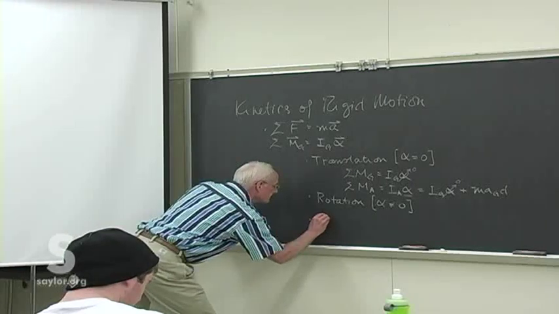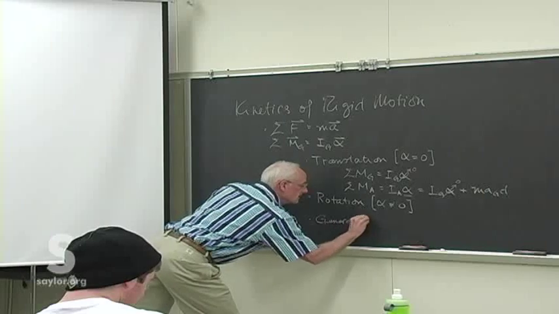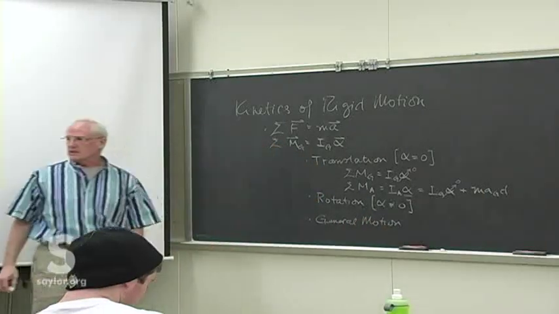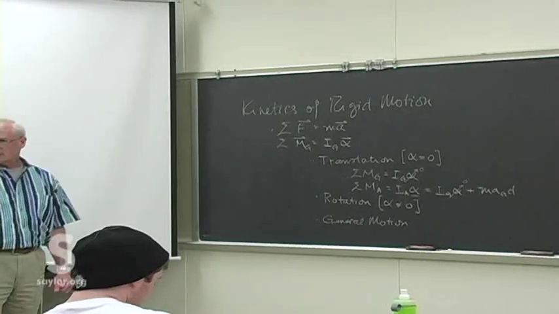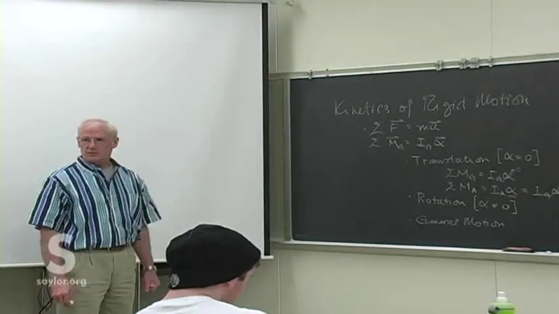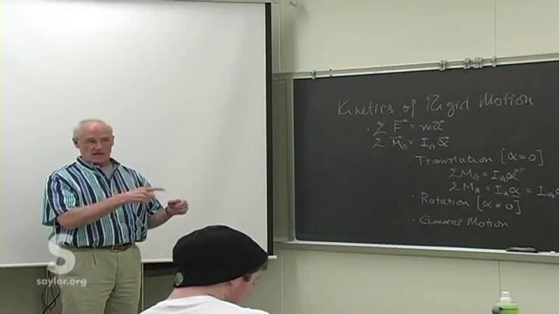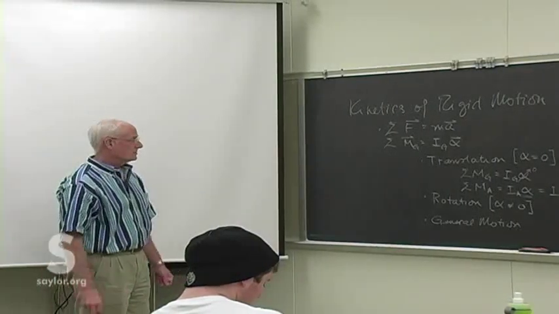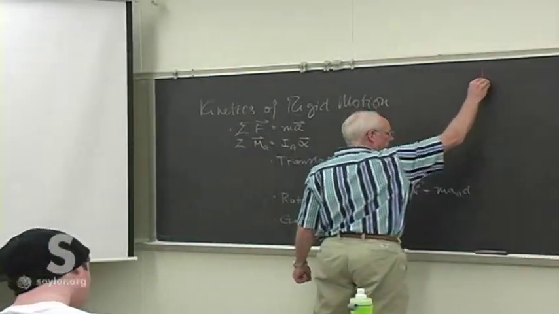And then Monday, we're going to put these two back together to get the general motion of rigid bodies. General motion being both translation and rotation at the same time. Again, the simplest example of just that type of motion is a car tire. As the car moves along, the tire rotates and translates. Then we've got to put those two motions together to get a good feel of what we're doing.